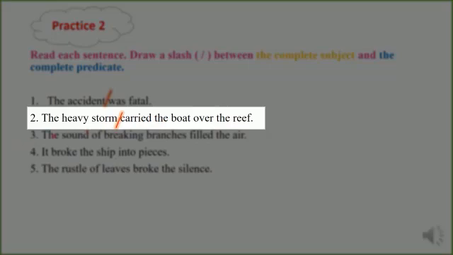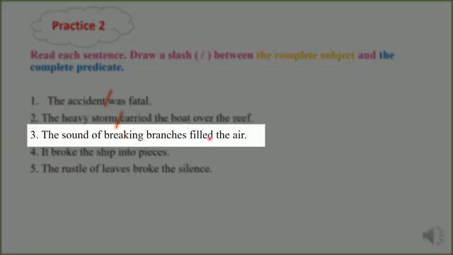Number 3, the sound of breaking branches filled the air. The sound of breaking branches, of course, is the subject. Filled is the verb, so it is the predicate part of the sentence. So we have to draw the slash here.